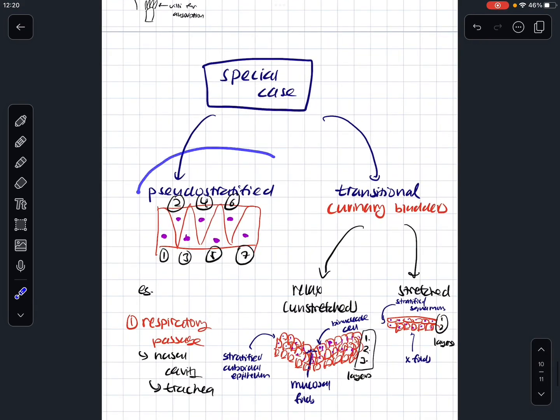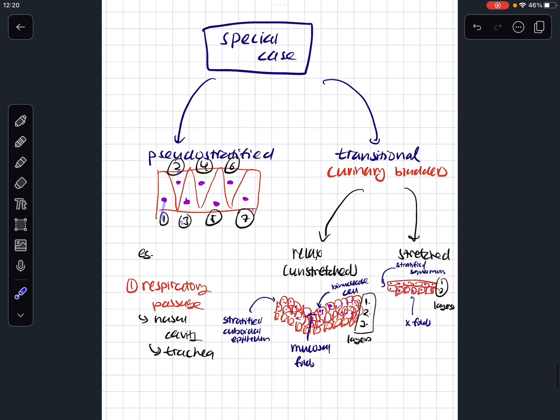So here we have two special cases which don't fall into any of these categories. The first is pseudostratified. Pseudostratified is basically, as previously mentioned, a fake stratified, which means it's only one layer of epithelium. So here, again, you can count the number of cells. There's 1, 2, 3, all the way to 7. An example of pseudostratified epithelium would be the respiratory passages, which include the nasal cavity and the trachea. Pseudostratified epithelium usually has structures called cilia on top of the cells, and these specialized structures help in clearing the mucus and trapping bacteria.